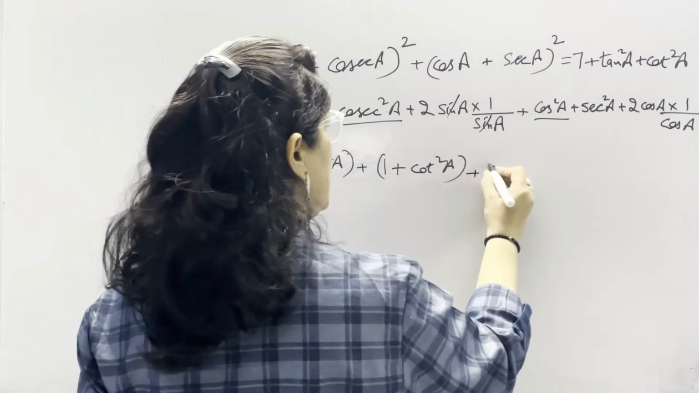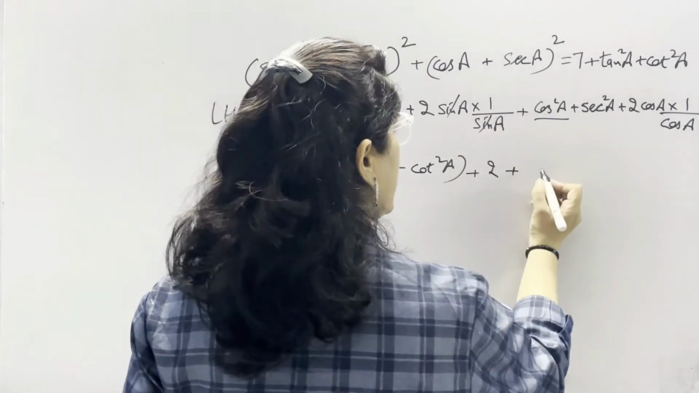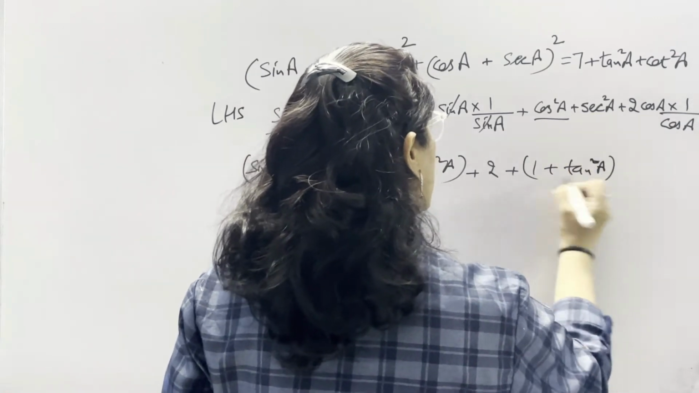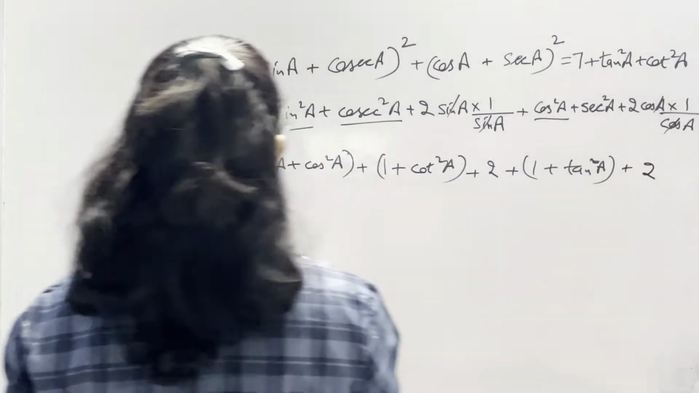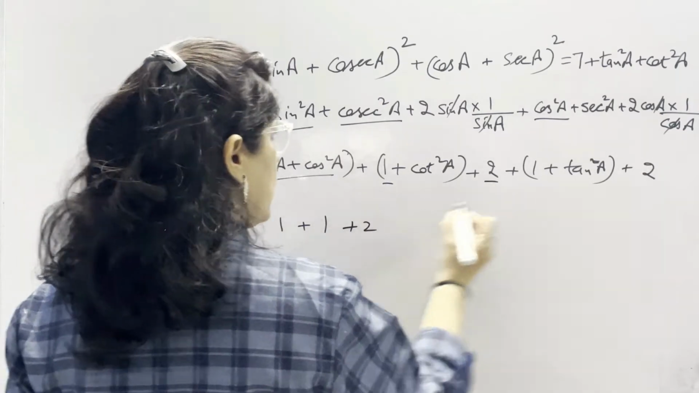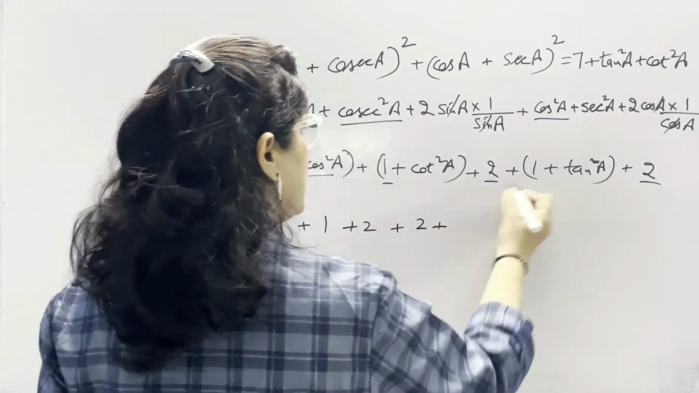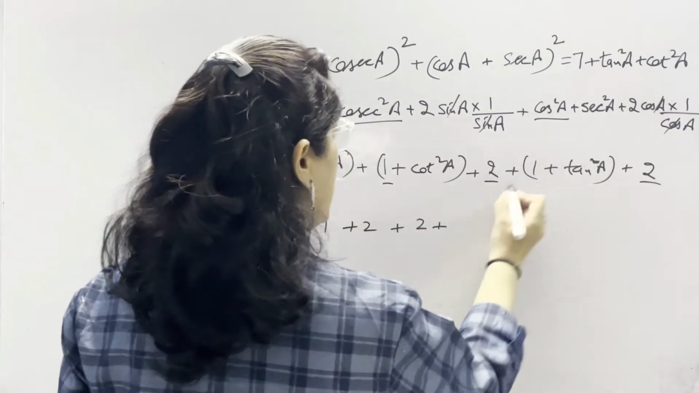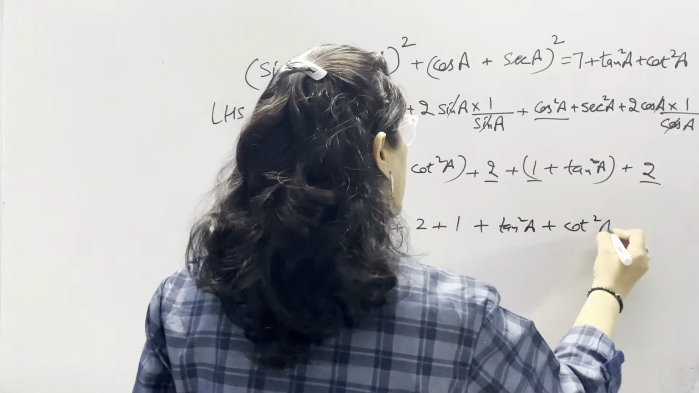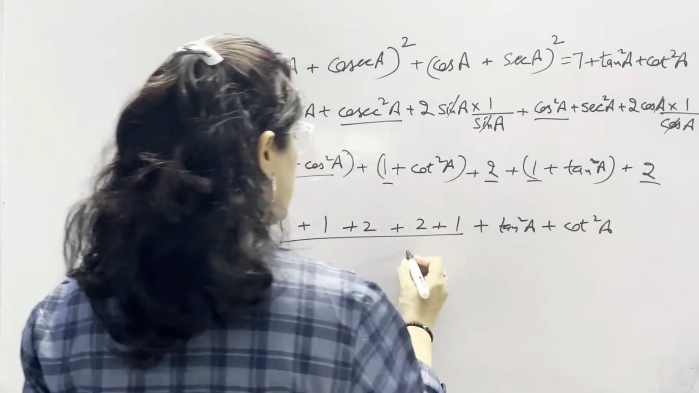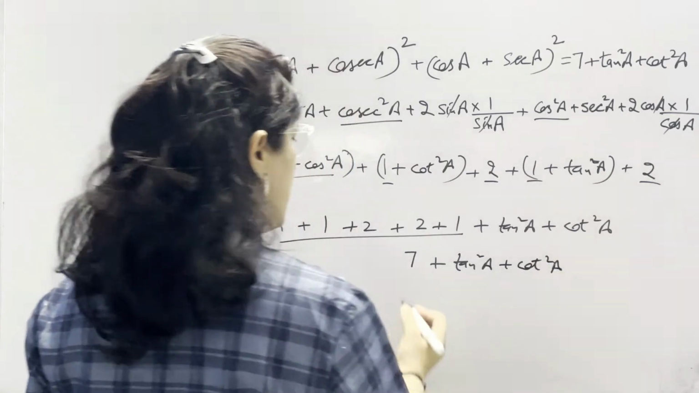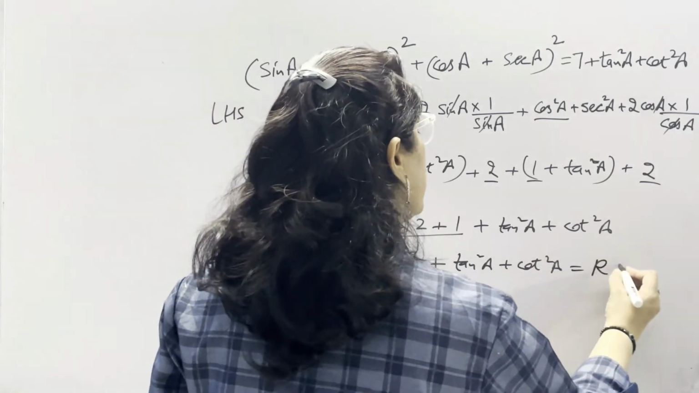Then sin cancels, 2 from here. Then sec square, we can put here sec square as 1 plus tan square. And then cos cancels, 2 is here. Now sin square plus cos square is 1. 1 from here, 2 from here, and then 2 from here, and then this one also. Then tan square plus cot square. Now adding all these numbers, we will get 7. Then 7 plus tan square A plus cot square A. And the answer is in front of you. This is our right hand side.